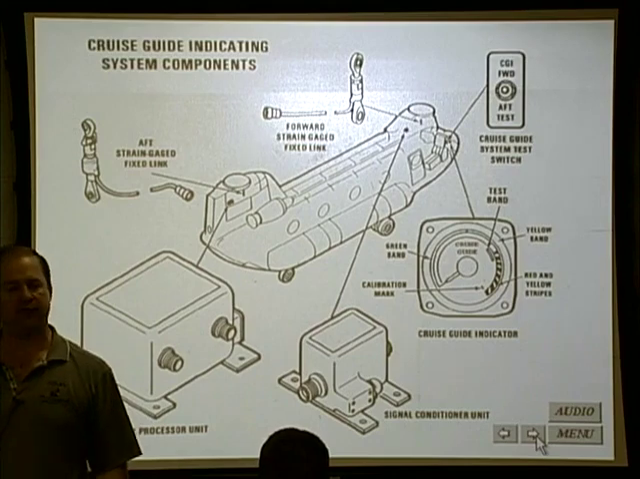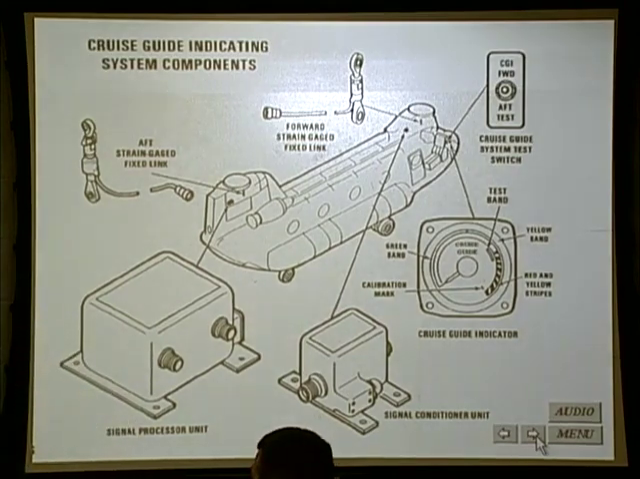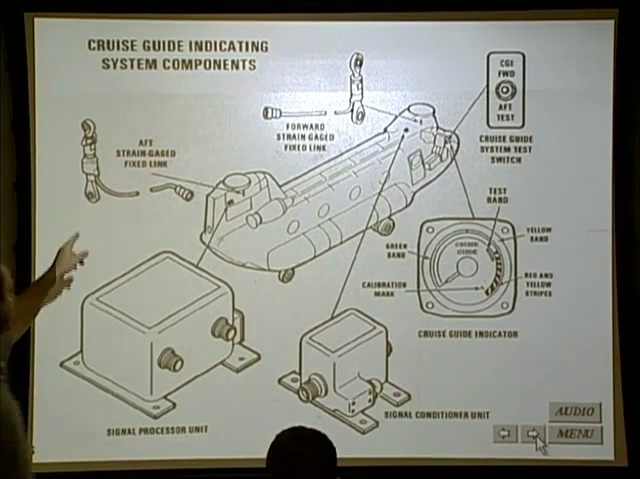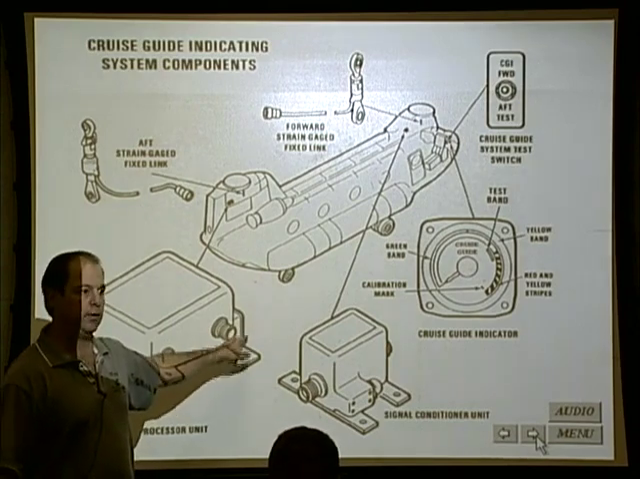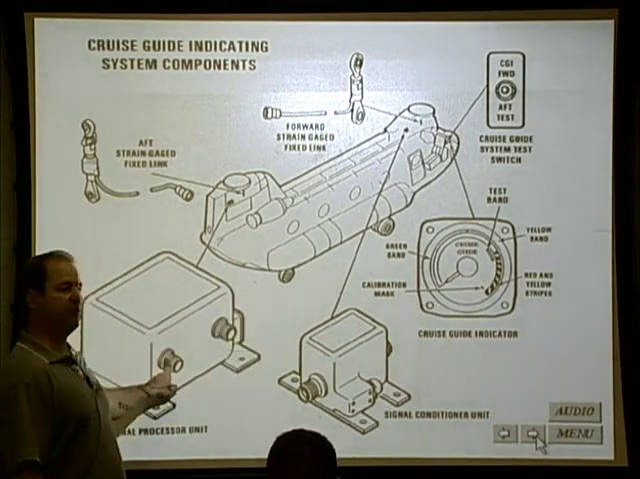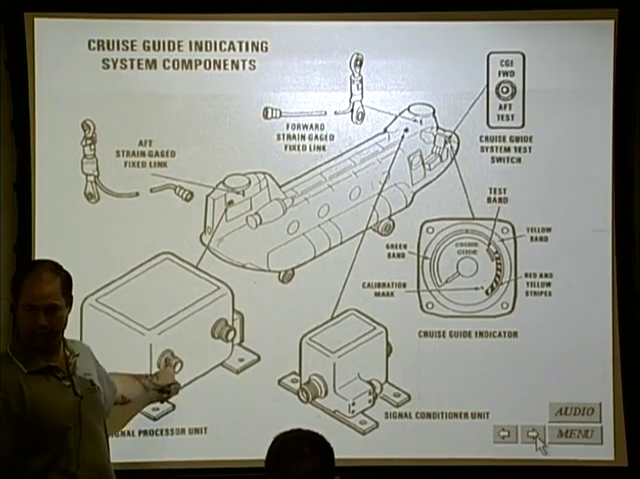In the back right-hand side of the aft pylon is going to be another black box. Only this is called a signal processor unit. Why? Because the aft strain gauge is going to send its signal directly into here. It's going to receive a signal from the forward strain gauge.